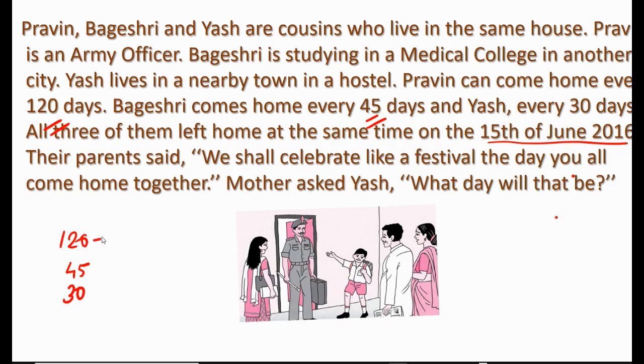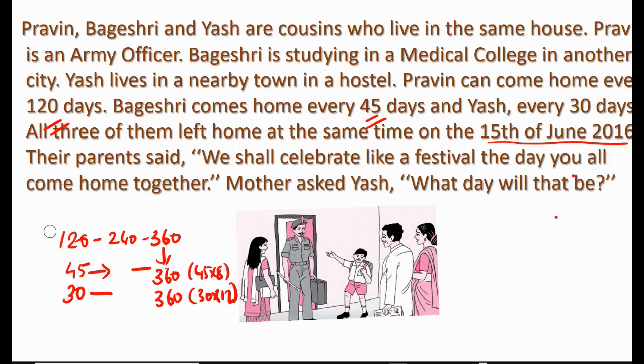So after 120 days, he will come at 240 days, at 360 days. At 240 days, 45 is difficult. 240 is a multiple of 30, but not a multiple of 45. But we have to calculate like that up to 360 days. Yes, 45 into 8 gives 360, and 30 into 12 gives 360. So after 360 days they can come together, according to me. So this is what might have happened.